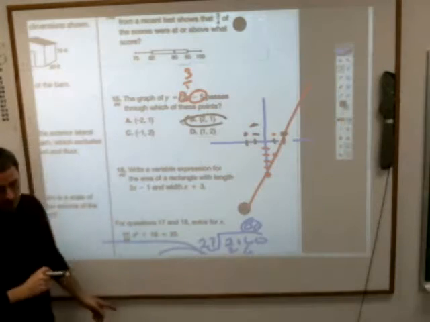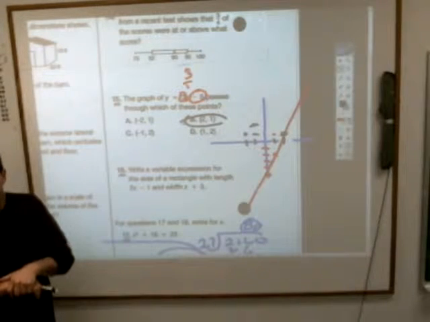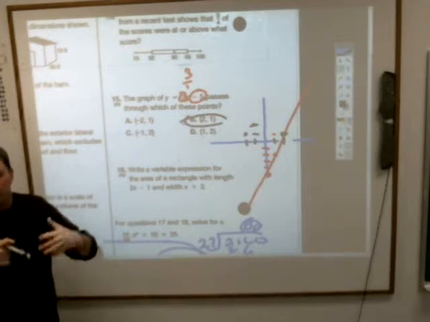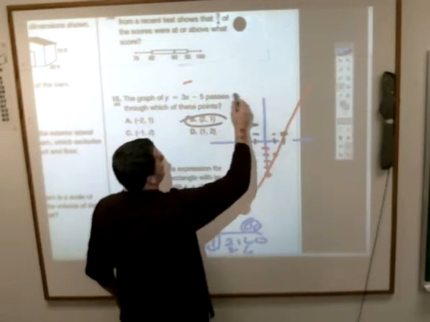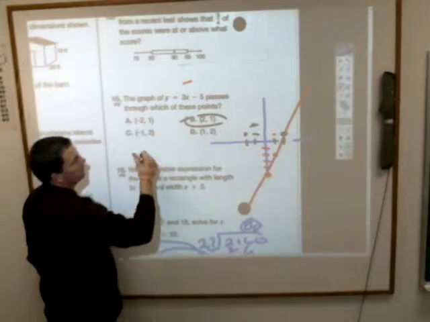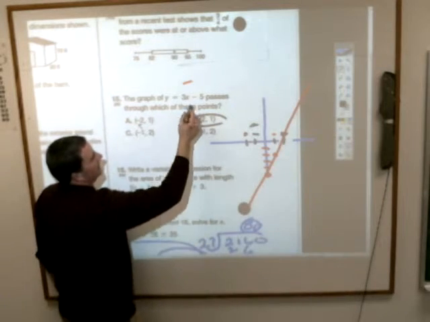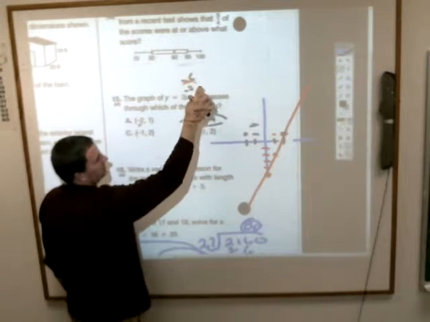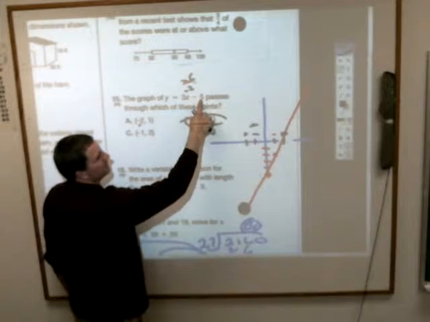The other way you could check this without drawing the graph, everybody look up here, is to take each one of those points and put it in this equation and see if it works out. In other words, put -2 in for x. What is 3 times -2? A -6. -6 minus 5 would have to equal what this y value is. And if you do -6 minus 5, you actually get -11.